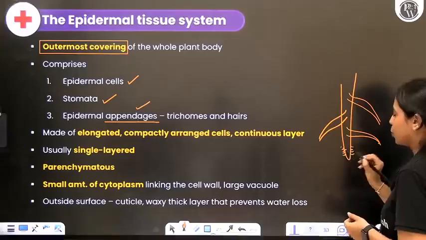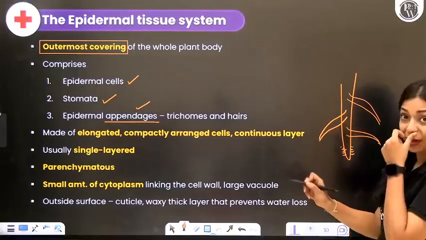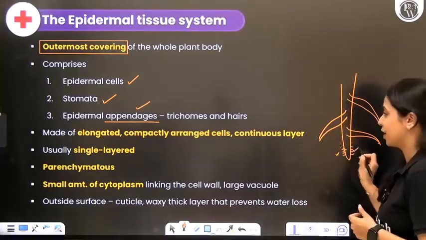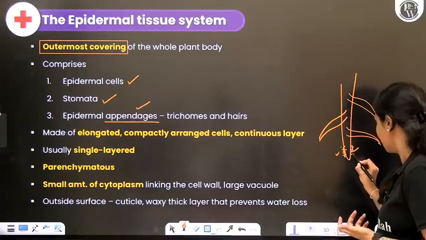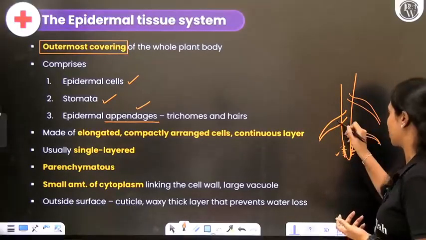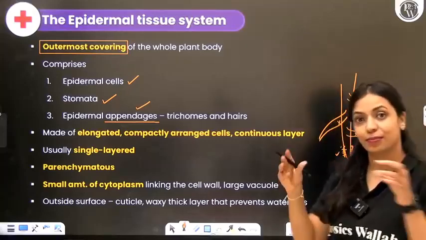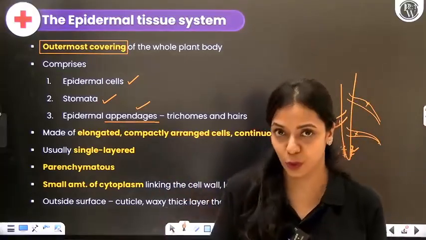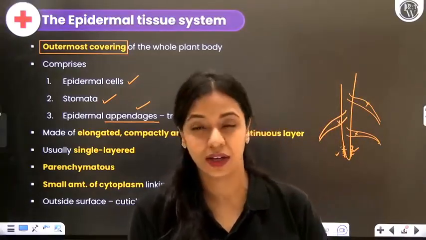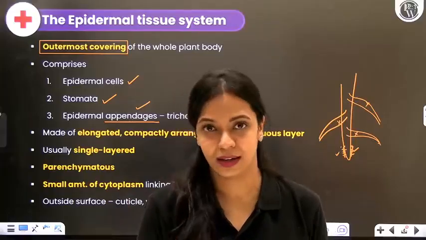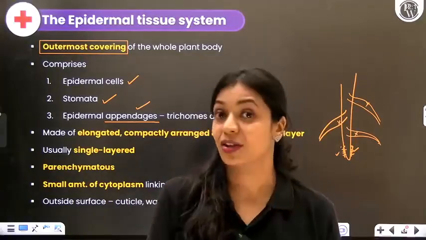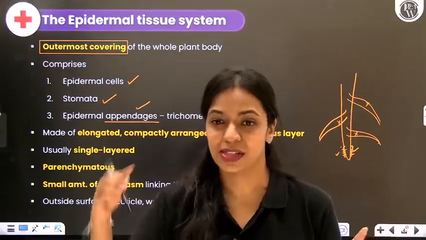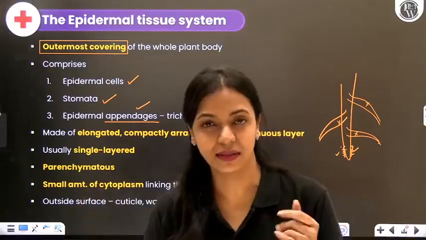These are superficial. Okay, so these epidermal appendages, we are classifying these appendages as a part of the epidermis because they are arising from the outermost cell layer, which is the epidermis. Whereas that is not the case for these branches of root. Branches of root are different, branches of stem are different. Root hair and stem hair are different. Root hair and stem hair arise from the epidermis. The branches of root does not arise from the epidermis, it will arise from deeper inside the root.